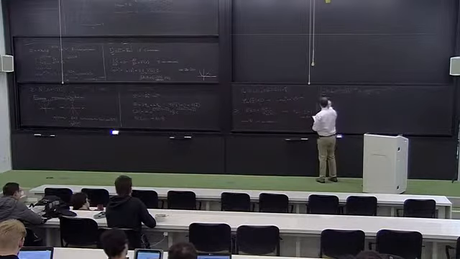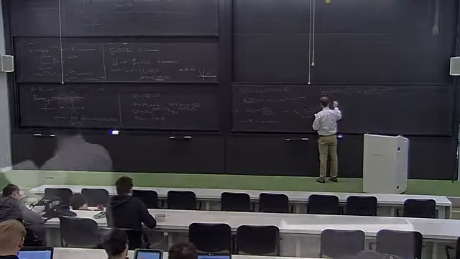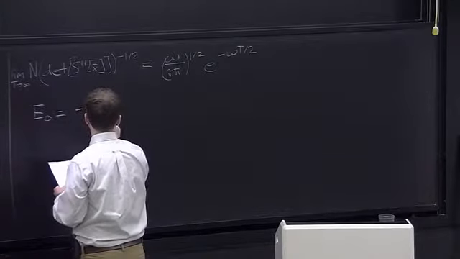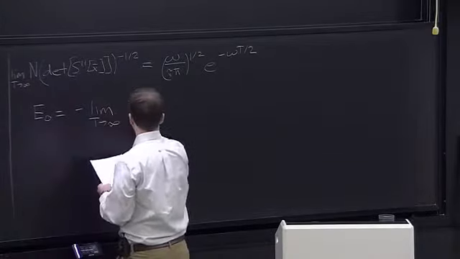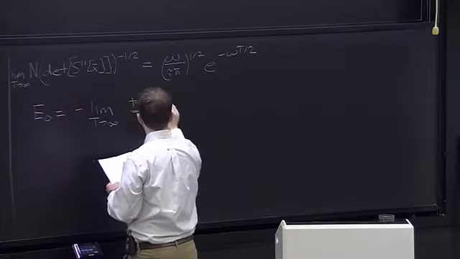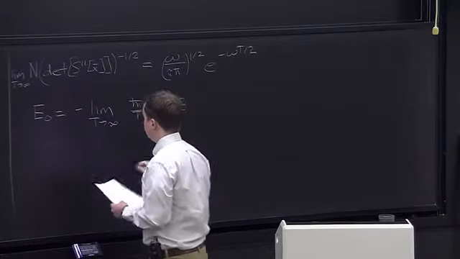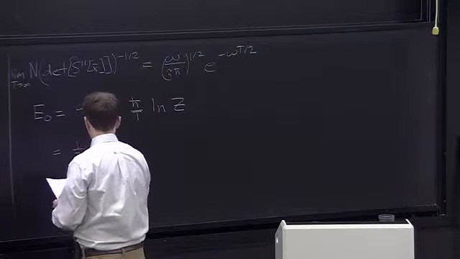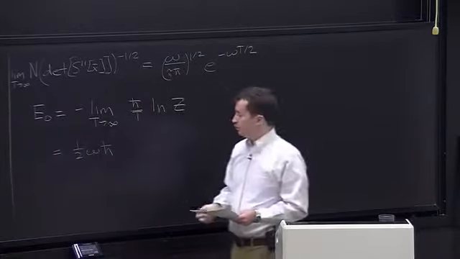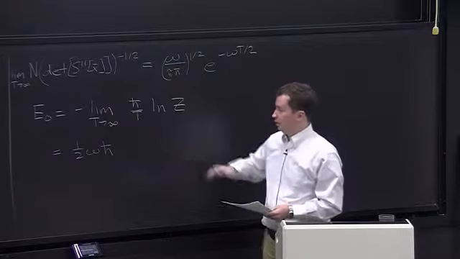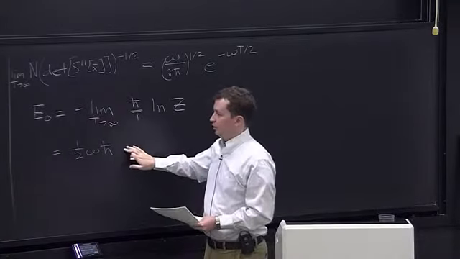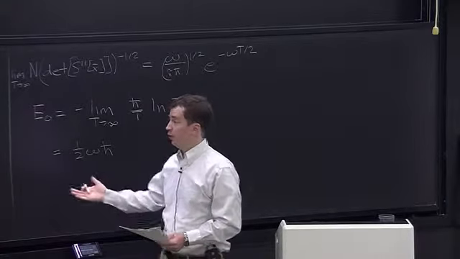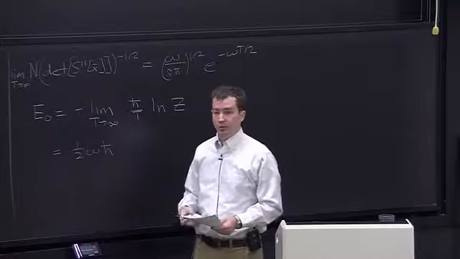And we can then find the ground state energy: minus the limit as T goes to infinity of h bar over T log of this, which is one half omega h bar. No surprise there, but this is a very complicated way of deriving a very familiar expression.